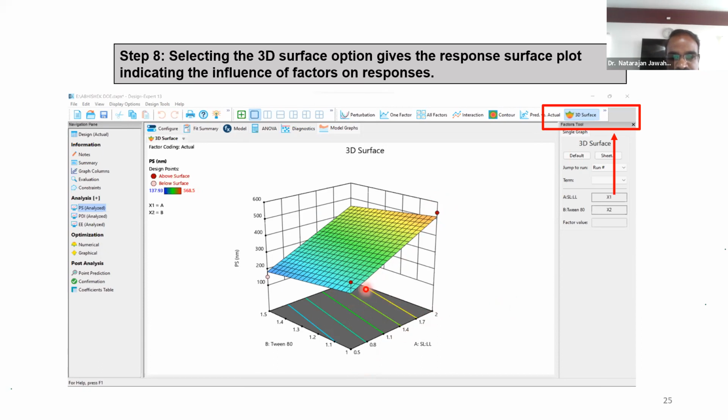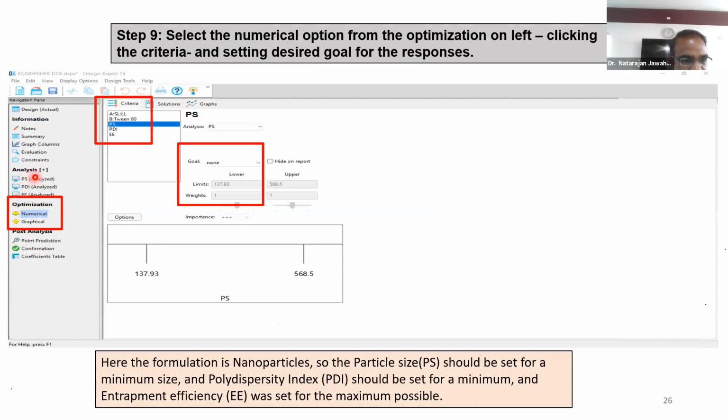Here, the particle size is increasing like anything. When we increase the concentration of lipids, the particle size also increases. But when we increase the concentration of the surfactant, the particle size is not increasing. You can understand that from the 3D graph. Now, next, in the same page, particle size analysis, you have understood the effect of the factors on your response.